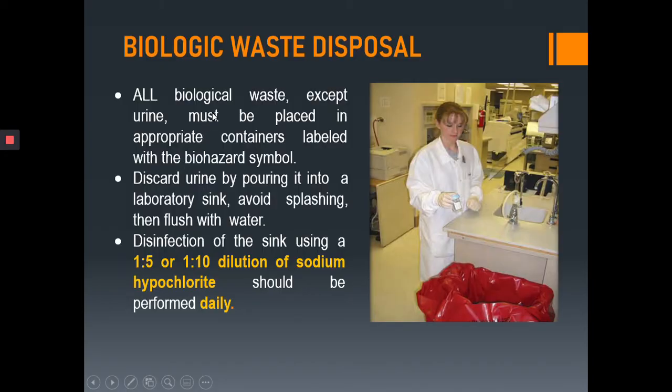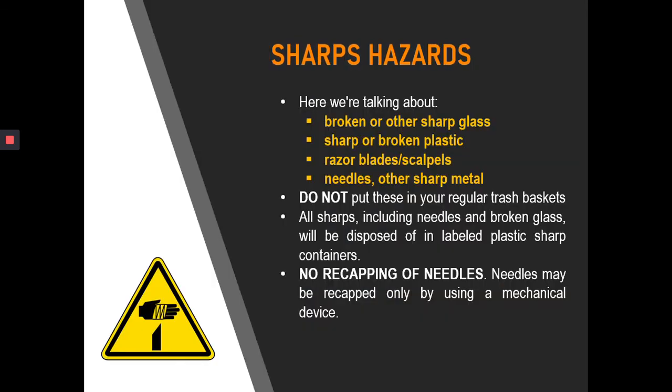Biological waste disposal. All biological waste except urine must be placed in appropriate containers labeled with the biohazard symbol. We discard the urine by pouring it into a laboratory sink. Avoid splashing, then flush with water. Disinfection of the sink using a 1:5 or 1:10 dilution of sodium hypochlorite should be performed daily. Daily means we have to perform disinfection and decontamination of the working area every day.